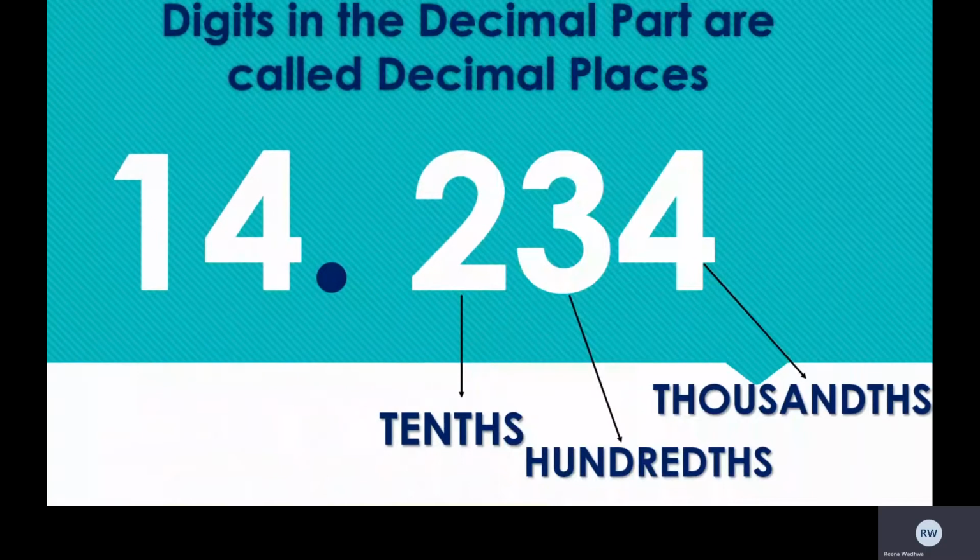Digits in the decimal part are called decimal places. So in this number, we have 3 decimal places. After the decimal, we have 2, which is at the tens place. Then it is 3, which is at the hundreds place. Then we have 4, which is at the thousands place.